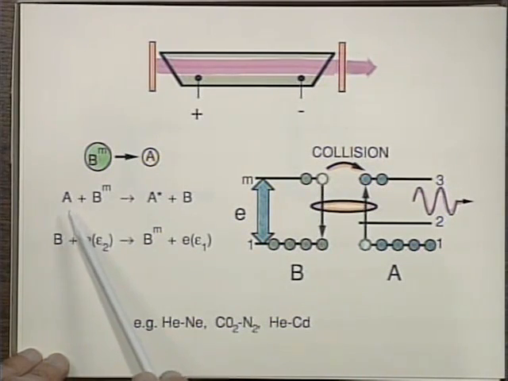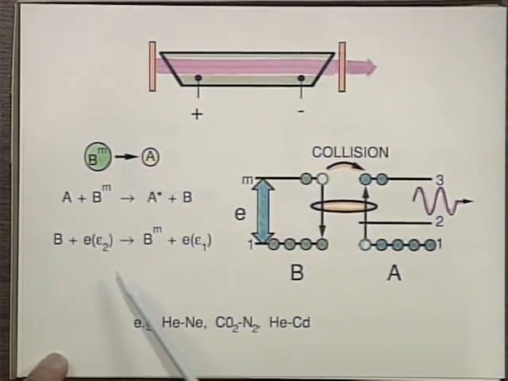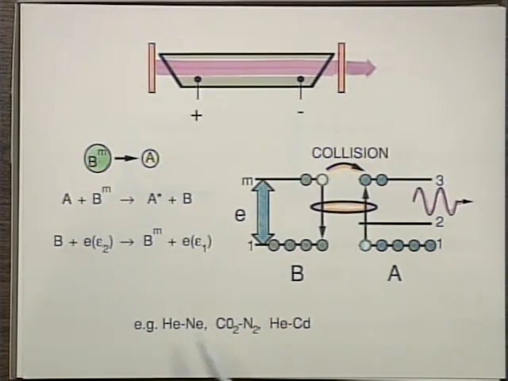So we first have to generate the metastable. The equation for that is, let's say, atom B. In this particular case, let's say I'm going to look at electron collision. Like in helium-neon, for example, or the carbon dioxide laser, CO2 nitrogen, or helium-cadmium, and so on. All these lasers depend on atom collision or molecule collision. And basically, at least the simpler versions, are done with electron excitation.